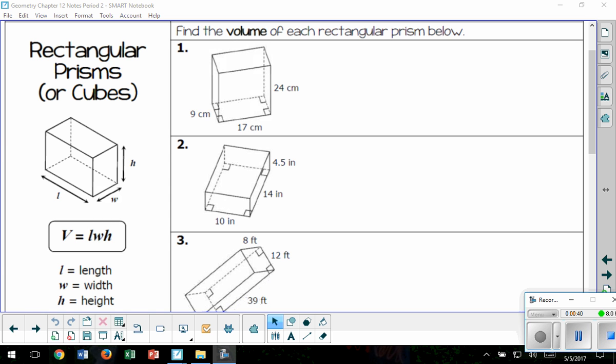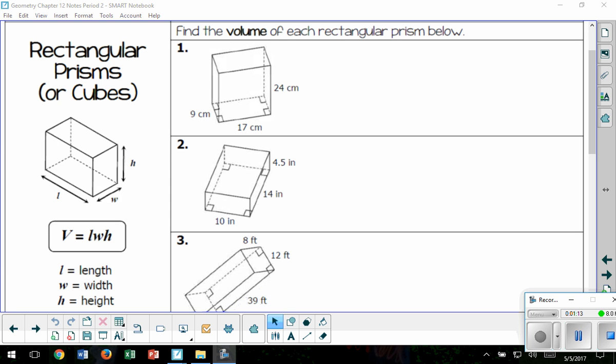So if you look at the corner of this room, in that corner with the fire extinguisher, from floor to ceiling is your height, along the window is your width, and along the back wall where Ms. Camacho's room is your length. Okay, so just be aware of that.